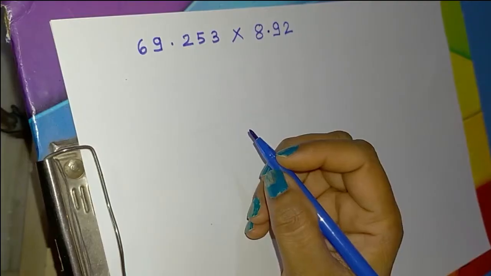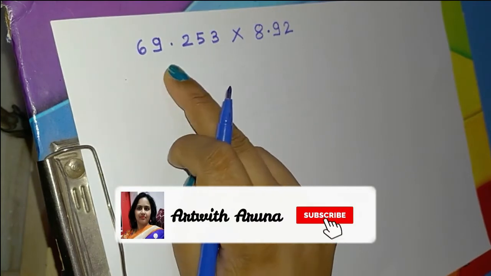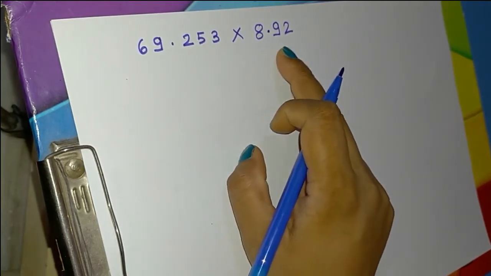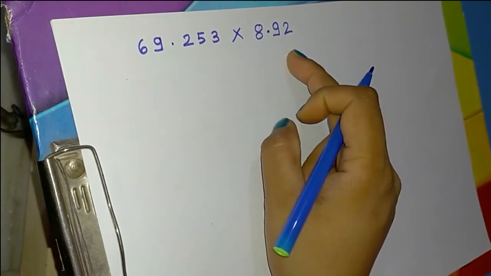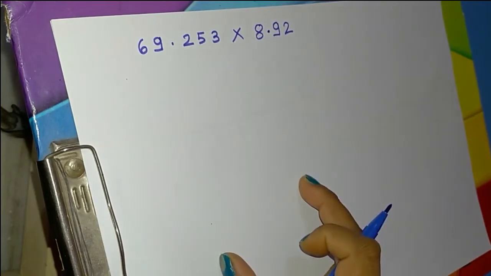Let's start. Let's understand the concept with the help of an example. Here our first number is 69.253, which we are going to multiply with 8.92. Here this question is in horizontal form. So first of all, we need to write this question in vertical or column form.